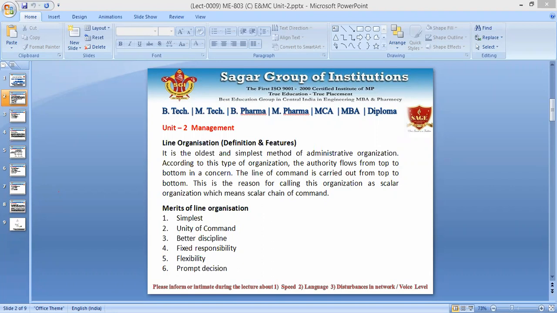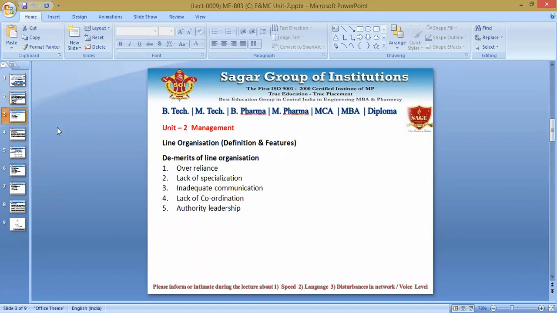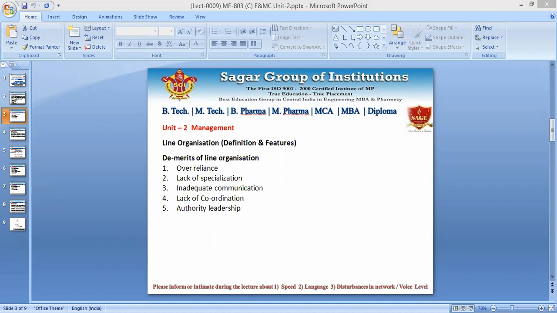Okay, so things are a bit easy here, but it has certain demerits also. What are those demerits? These demerits are over reliance. You will be dependent upon a single person only. Now the line's executive decisions: whatever the executive of that line decides will be implemented to the bottom, and the result is that officials will be completely reliant on the line officials only, so they won't listen to anything else.